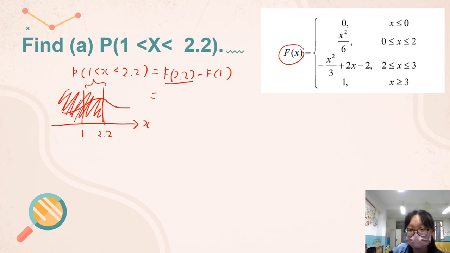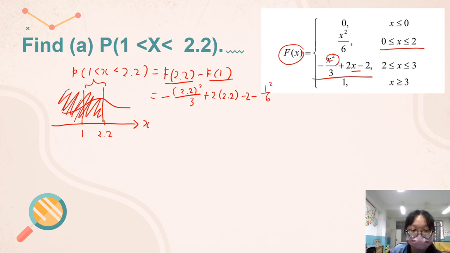So we just sub this into this equation. For 2.2 it is in between this, so we can sub 2.2 into this x. So it equals negative 2.2 squared over 3 plus 2.2 times 2, minus 2, and minus. For F(1), we can sub into the second equation because it is between 0 and 2, so 1 squared over 6. After calculating, we get the final answer 31 over 50. This is the final answer.